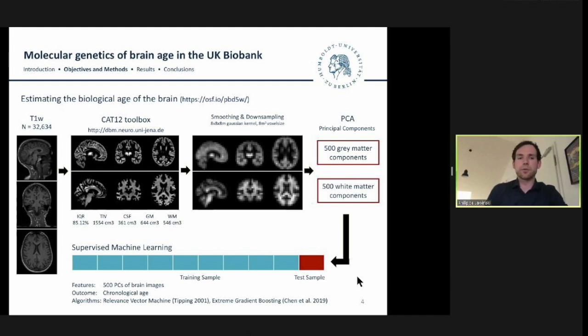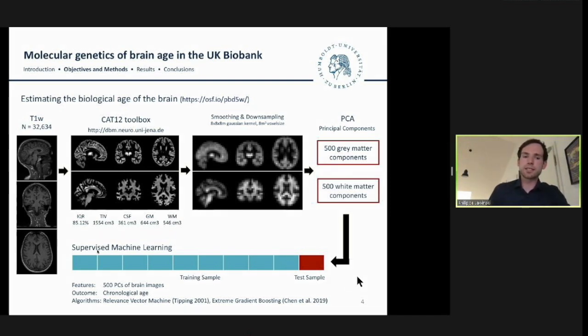And to further reduce the amount of data, we smoothed and downsampled those images, and we applied a principal component analysis. We decided to take about the first 500 principal components, which accounted for about 90% of the variance occurring in these images. Now, to build our brain age models, we divided our sample into 10 equal-sized subsets.